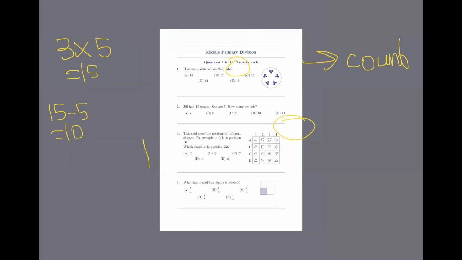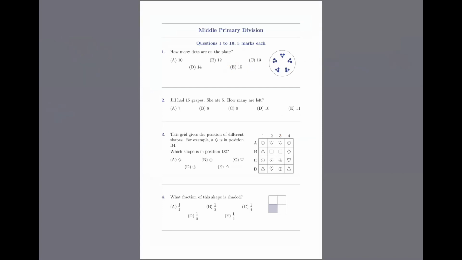Okay, and now, oh no. This grid gives the position of a different shape. So these are the answers. For example, a diamond is in position B4, which is over here. Which shape is in position D2, which is this one? Fairly simple, C.